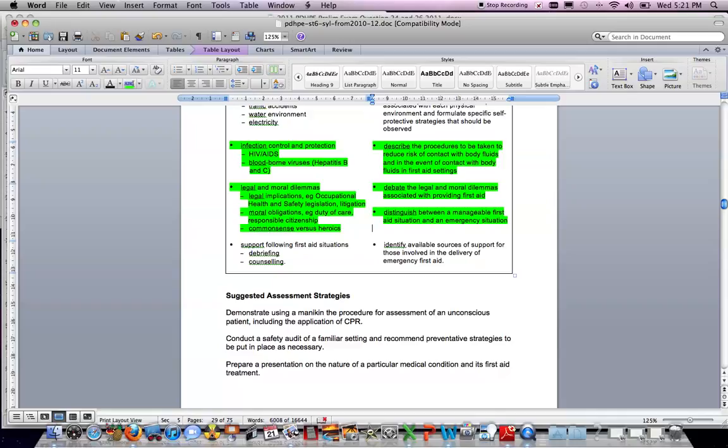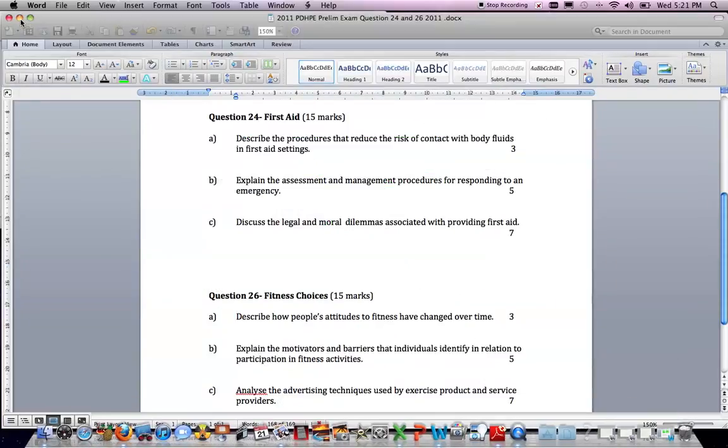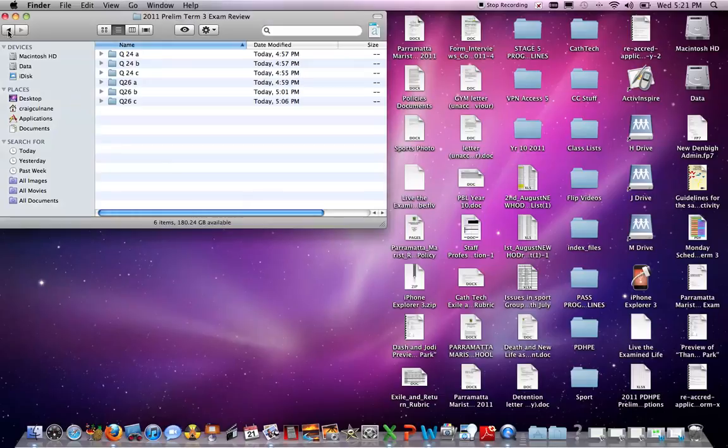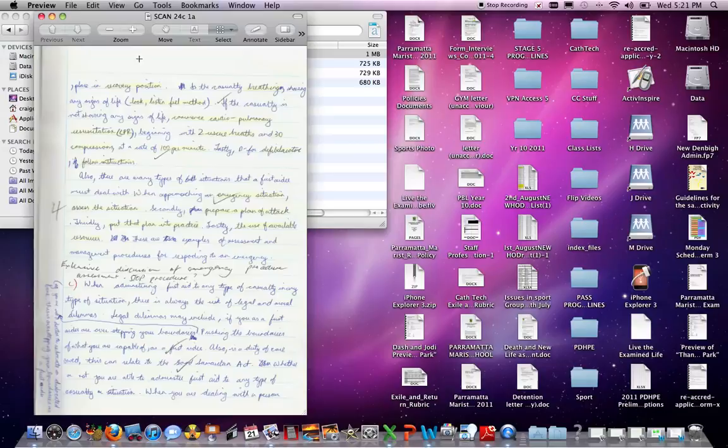So you would hopefully be able to refer to maybe some legislation or laws that are in place, moral obligations, the duty of care, common sense versus heroics, which many of you did quite well. If we have a look at a couple of strong answers who did well in this particular section.